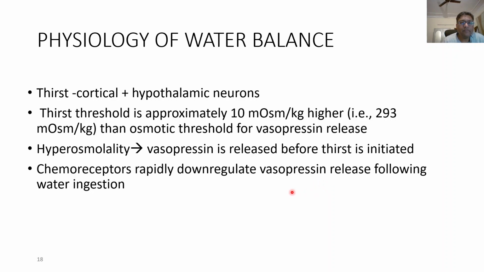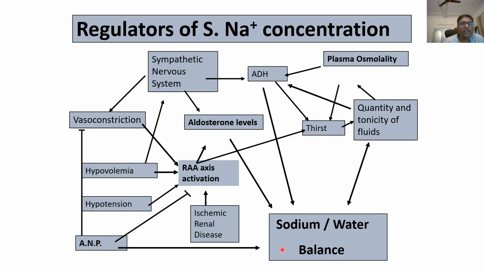Also, whenever water is taken, the chemoreceptors will rapidly downregulate vasopressin release following water ingestion. First, whenever you have hyperosmolality, there will be an increase of vasopressin so that the amount of urine becomes less. And all of these things get impaired when you have impaired thirst. We will see the examples later.